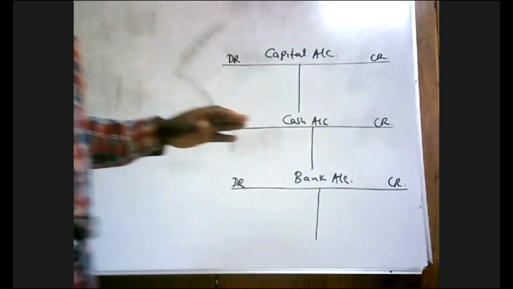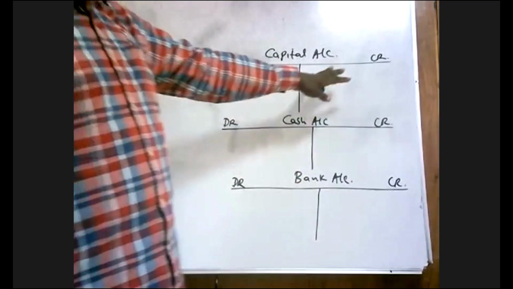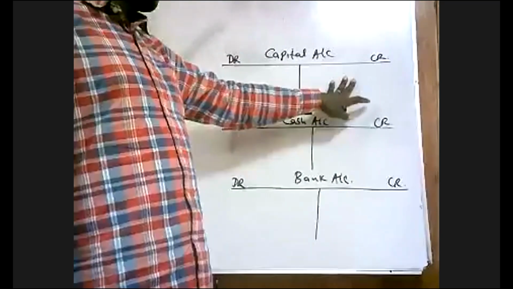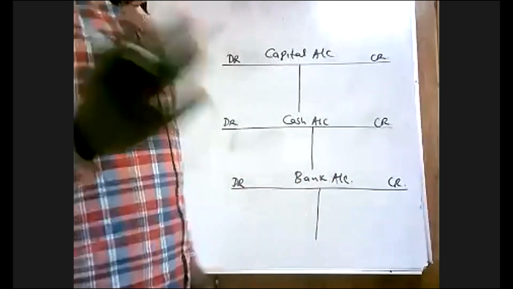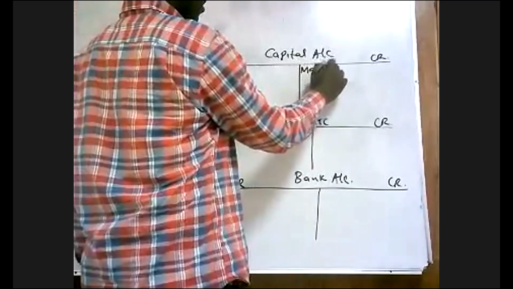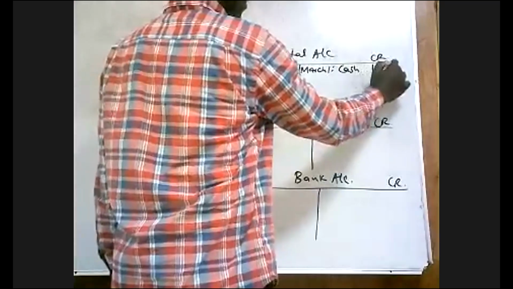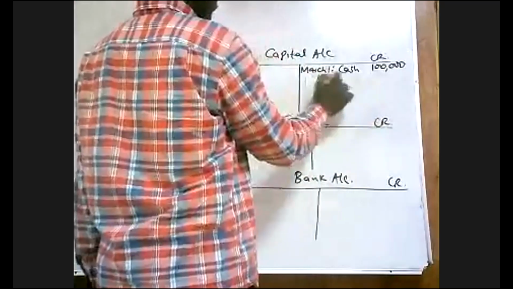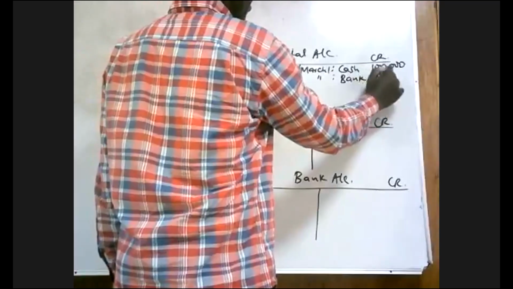Remember what we said, capital, when it is being deposited in the business, we always credit the capital account. But this capital is in form of cash and also part in form of a bank. So you'll come here and you say, this is March 1. There is capital that is in cash form, 100,000. The same date, there is capital that is in the bank, 900,000.